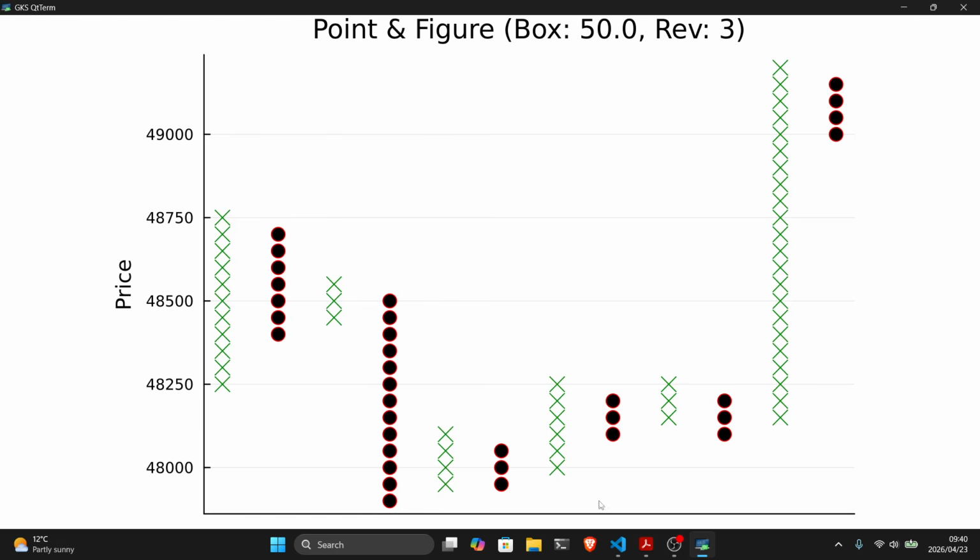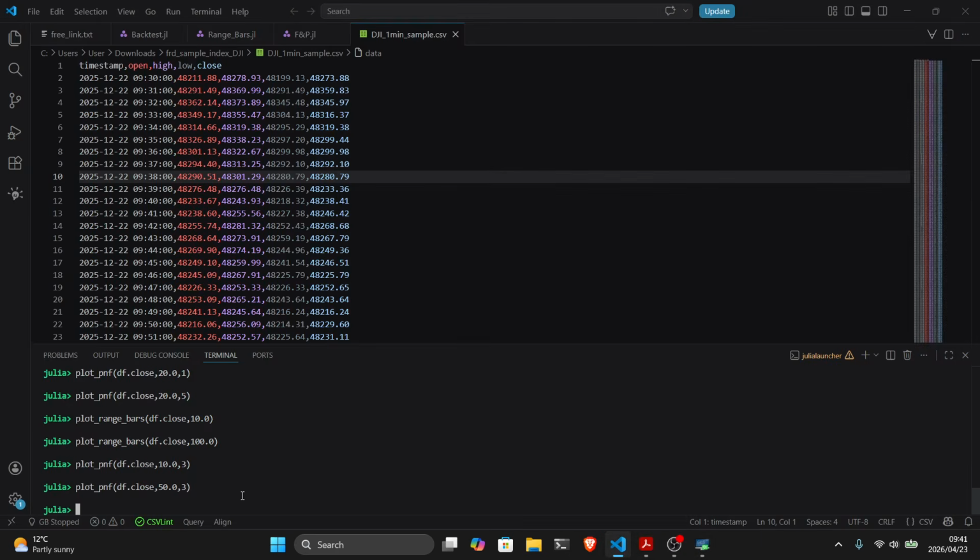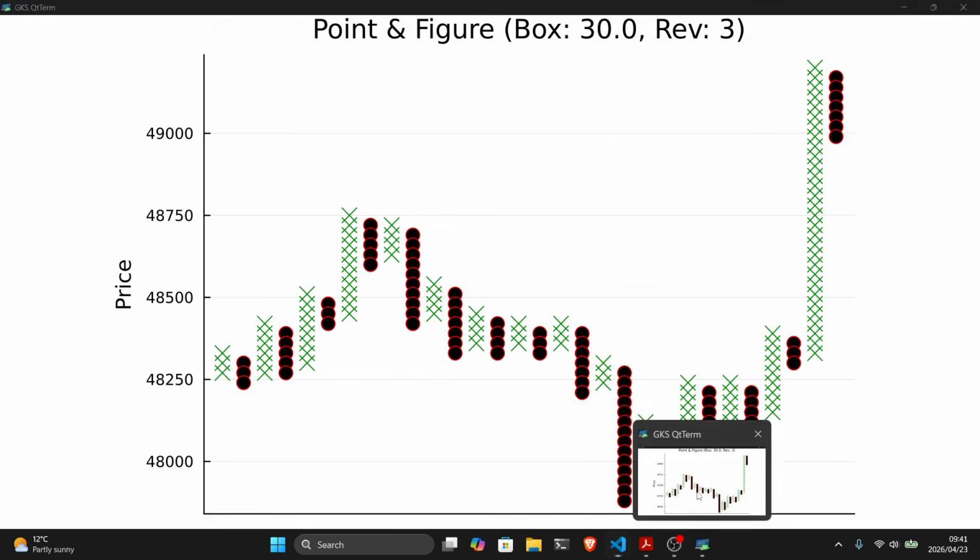Because when you look at this, especially, let me show you something. Let me decrease this and take it to a number like 30, right? When you look at this, there probably is some interesting statistical property, because remember, this is data from 2025 up until 2026, in 1 minute. So you took all that data and you compressed it into these point and figure bars.